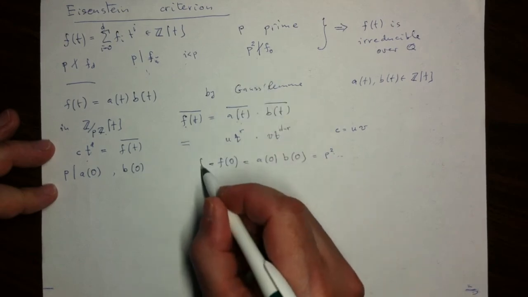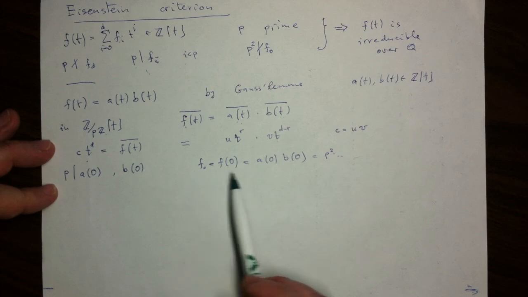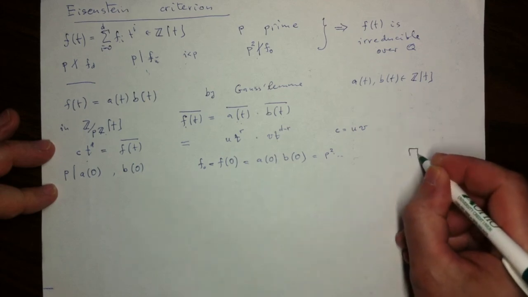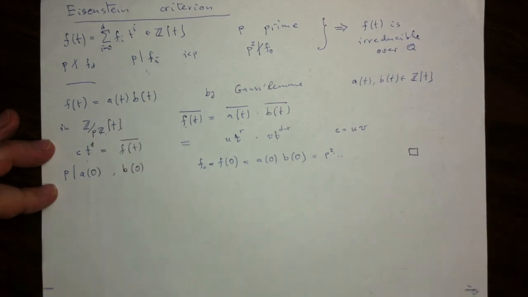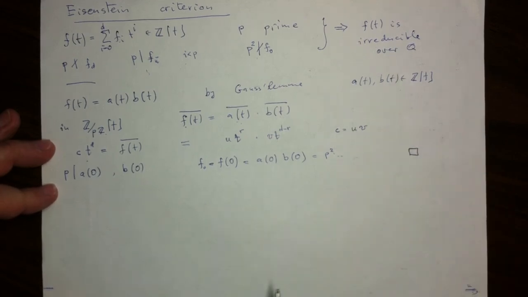This is nothing but the 0th coefficient in this expansion, and we forbid p squared to divide it by the condition. So that is a contradiction. We are done. We assumed that we have a factorization, and we run into an inevitable contradiction. Factorization should not exist. Our polynomial is irreducible.